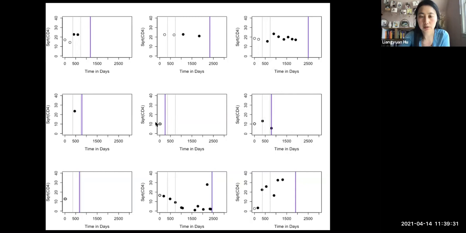Like for this patient, he or she left the study before even having the chance to initiate the treatment. And this patient, right after the treatment was initiated, either died or left the study. So, also lots of incomplete information.